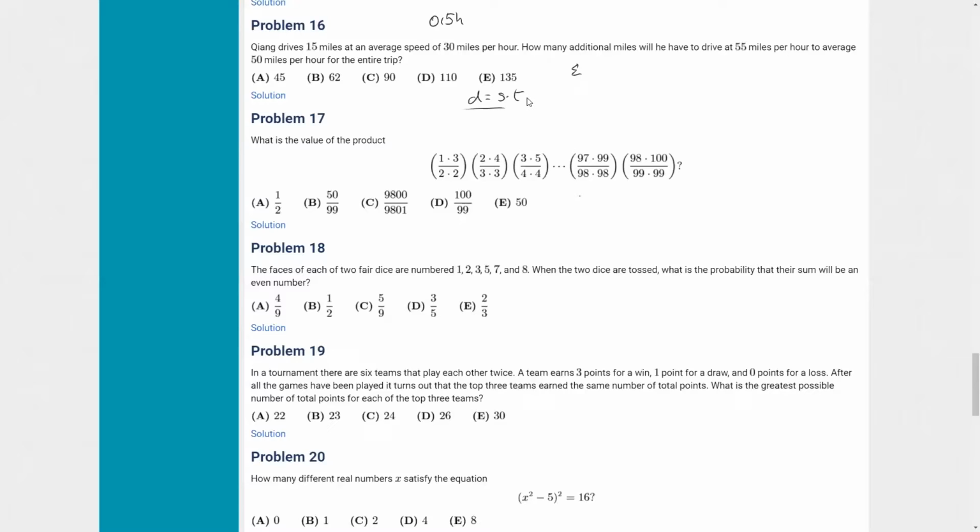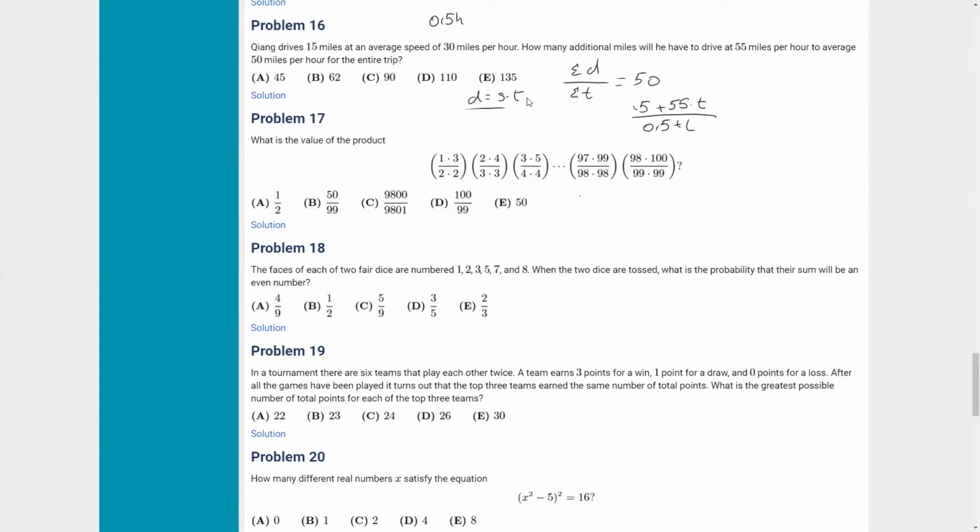So an average for the entire trip lets us know that the sum of all the distance divided by the sum of all the time is equal to 50. So how do we find the sum of all the distances? We know that the first distance he travels is 15 miles. What about the second part? He drives 55 miles per hour for an unknown period of time. So distance is speed times time. I'm just going to use the variable t to represent our additional time.